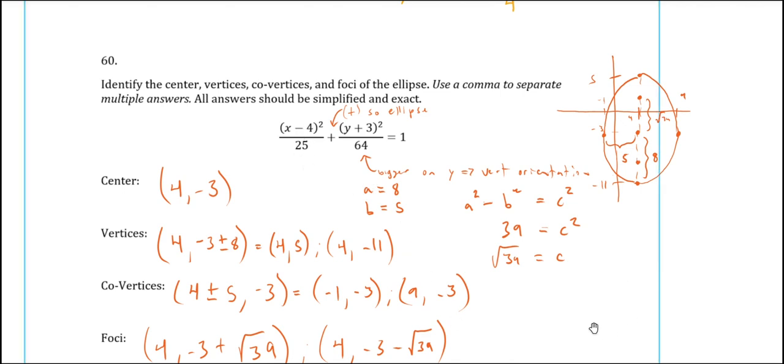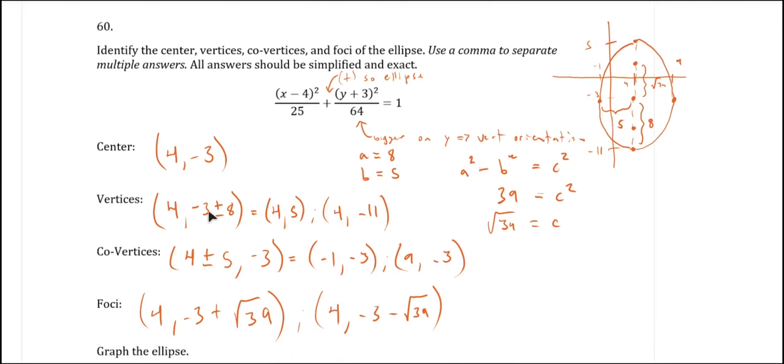If we wanted to find then the vertices, we would go up and down by 8, and that gives us 4, 5, and 4, negative 11. If we wanted the co-vertices, we could go left and right by 5 from the center, and that gives us negative 1, negative 3, and 9, negative 3. Just plotting some points here to give us a sketch.